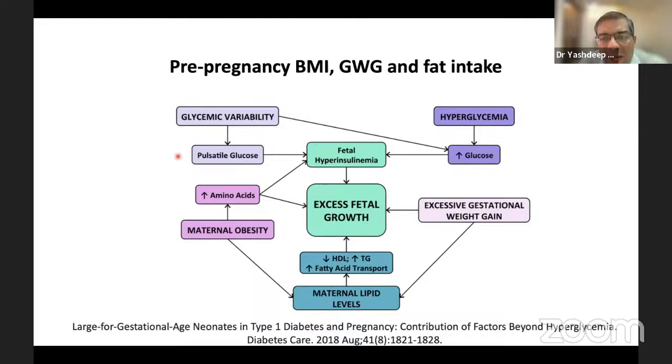Apart from hyperglycemia due to type 1 diabetes per se, there are other players which can make pregnancy complications worse. One is glycemic variability. Pulsatile glucose can result in fetal hyperinsulinemia, resulting in excess fetal growth. Maternal obesity can increase the amino acids, which can stimulate fetal growth. Maternal lipid levels coming from the diet can also stimulate fetal growth. And excessive gestational weight gain can stimulate fetal growth. So all these factors have to be taken care of if we want optimal pregnancy outcomes.